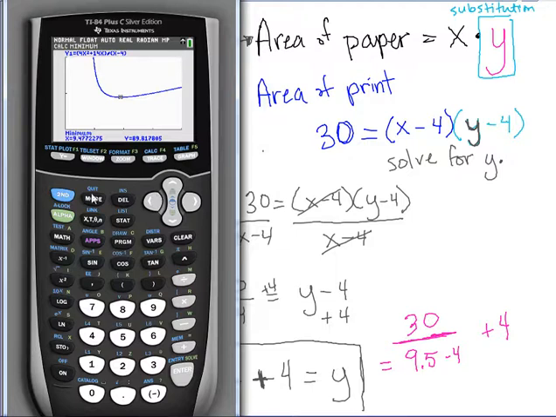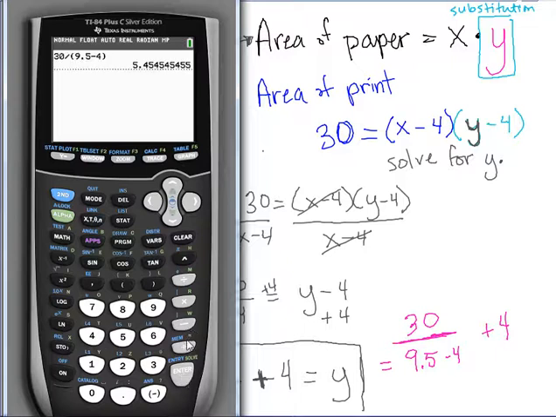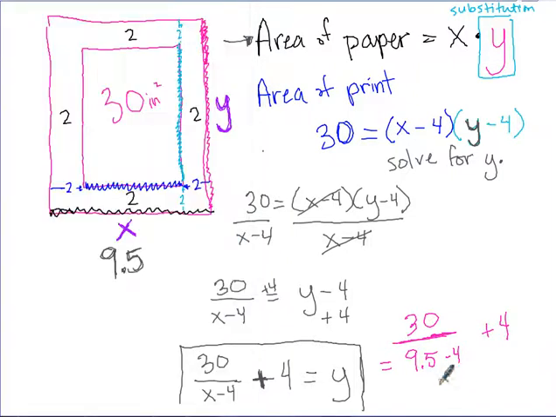So let's go back to the calculator mode. We're going to do 30 divided by parentheses 9.5 minus 4, because I want it to divide by the difference, and add 4 inches to that. Gives me a y value of 9.454545. In other words, a y value of just 9.5 also.